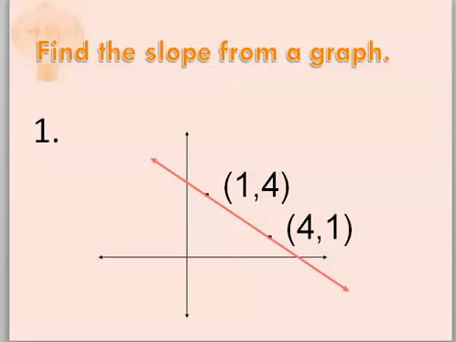The next example asks us to find the slope from a graph. You can still use your slope formula with your x and y, but remember, from a graph you can count. So if I'm counting up or to the right, it's positive. Down or to the left is negative.